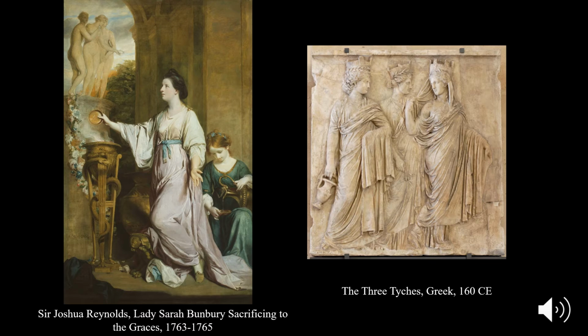And so too with Reynolds' Lady Sarah Bunbury. Her face being in profile and her body being presented almost frontally looks like the arrangement in a classical relief. The presence of a servant behind her pouring libations speaks to Lady Sarah's actual social position, so her modern 18th century British social position, the ability to have that servant.